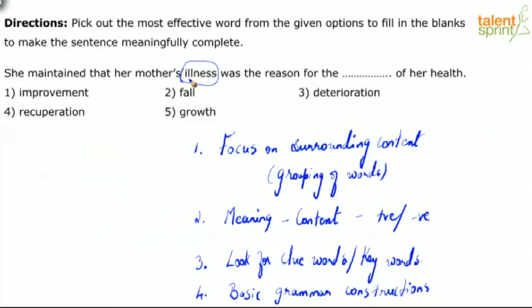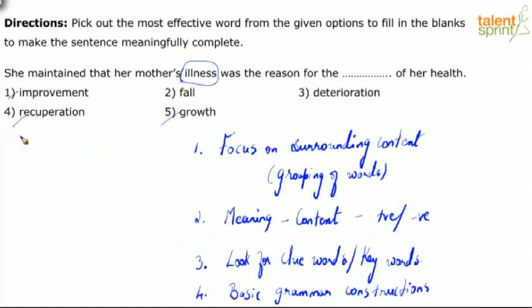So let's look at our options. I have option 1, improvement, then I have fall, then deterioration, then recuperation, and growth. So Vikram, correct. It's a negative meaning in the context. So what can I quickly eliminate? I can quickly eliminate option 1, option 5, and option 4. I don't need all those words. All of them are positive words.